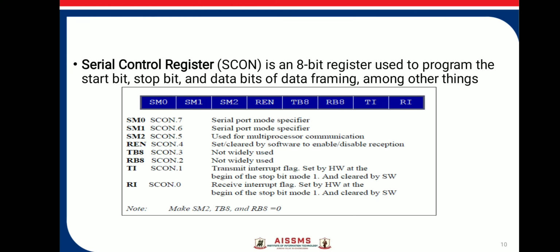The serial control register. The serial control register is again an 8-bit register. This is used to program the start bit, stop bit and the data bits of data framing. In these registers, RI is the receive interrupt flag, TI is the transmit interrupt flag, and then RB8 and TB8, these bits are not widely in use. Then bit number D5 is the receive enable bit. Then the SM2 bit is used for multiprocessor communication. SM0 and SM1 bits are the serial port mode specifier bits.